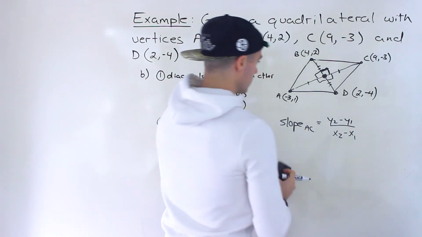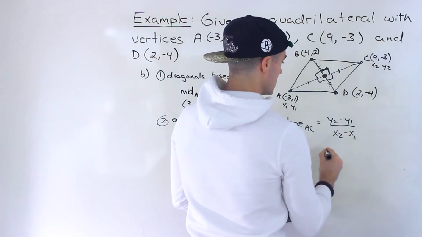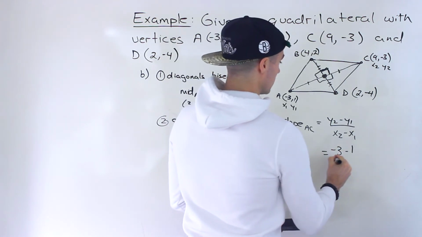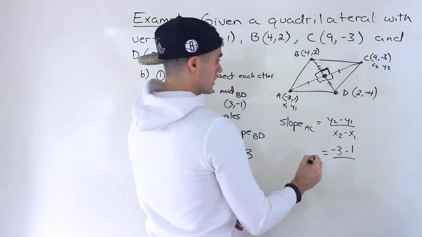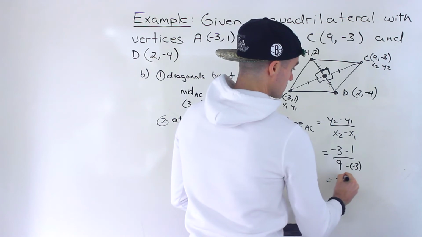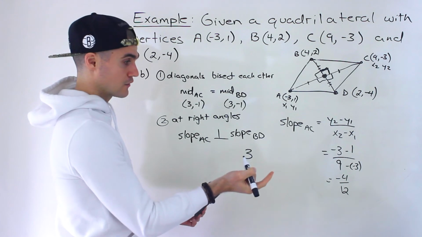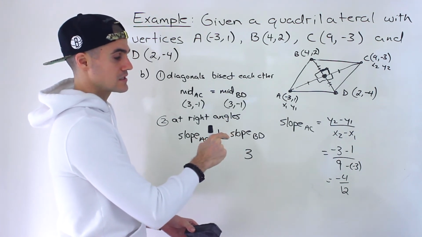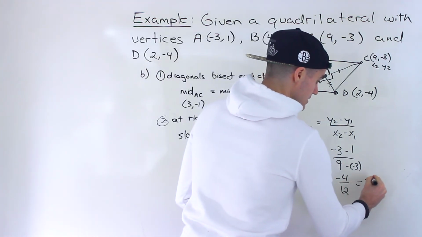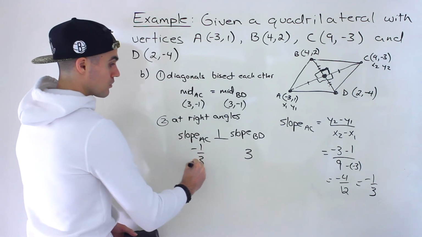Right, so let's label these x1, y1, x2, y2. So we'd end up with y2, which is negative 3, minus y1, which is 1. And then we'll have 9 minus negative 3 like that. So this would be negative 4 over 12, right? Negative 3 minus 1 is negative 4. 9 minus negative 3 is 9 plus 3, which is positive 12. Negative 4 over 12 simplifies to negative 1 over 3. So the slope of AC is negative 1 over 3.